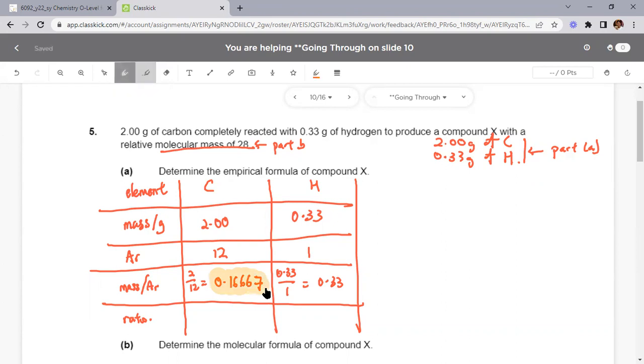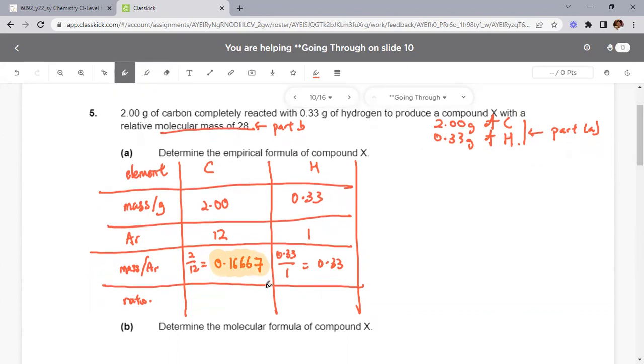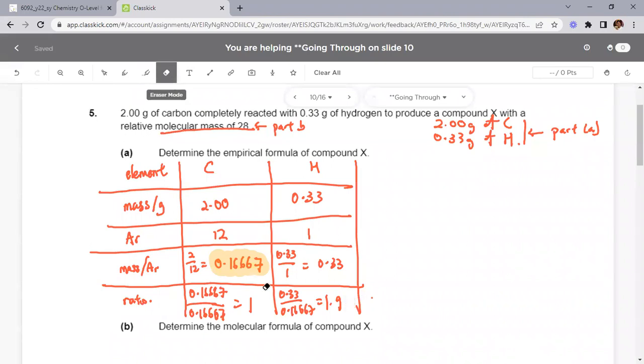So to find the ratio, I'm going to take both numbers divided by the smallest number. So this will be 0.16667 divided by 0.16667, which will be 1. This will be 0.33 divided by 0.16667. You realize that when I divide, this is not such a nice number. I usually get 1.9799. Even if I round to 3 SF, this is 1.98 over here.